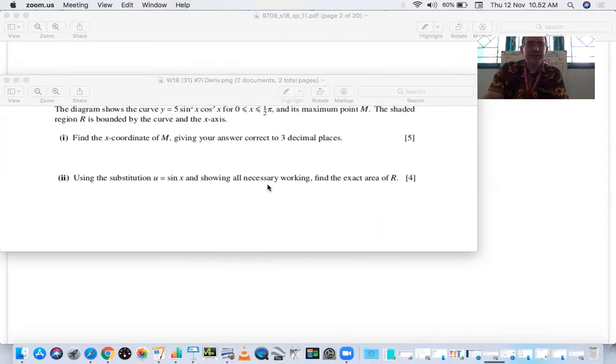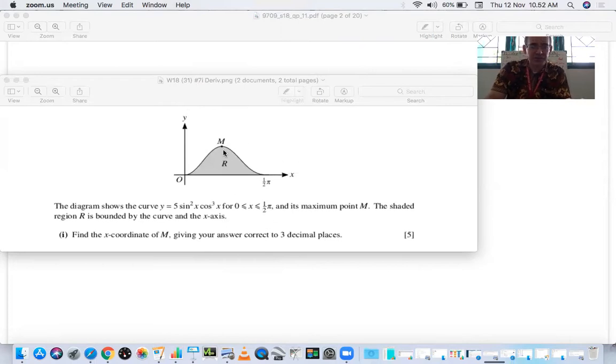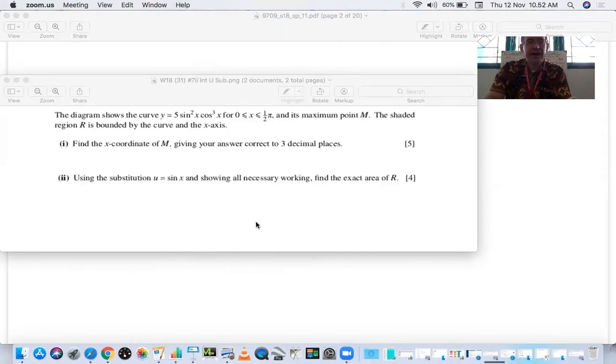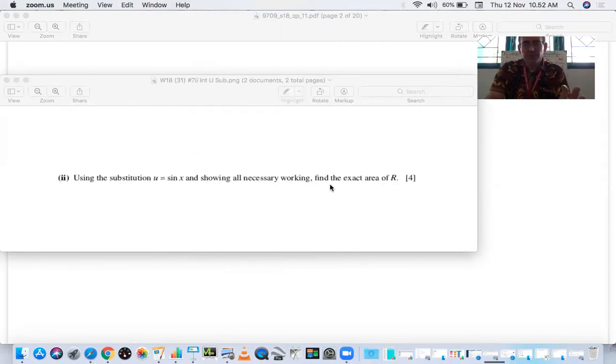I do want to point out that the first part of the problem was a stationary point, which means you are doing the derivative. Now we're doing the integral, so be careful that you don't get confused about which direction you're going. In part 1, you're doing derivatives. In part 2, you're doing integration. So just be careful with your mechanics. And now let's go back to the board.